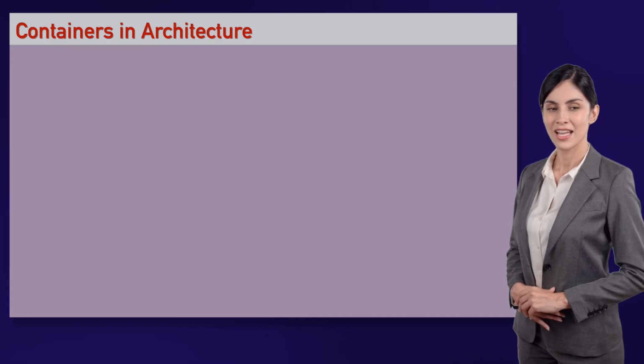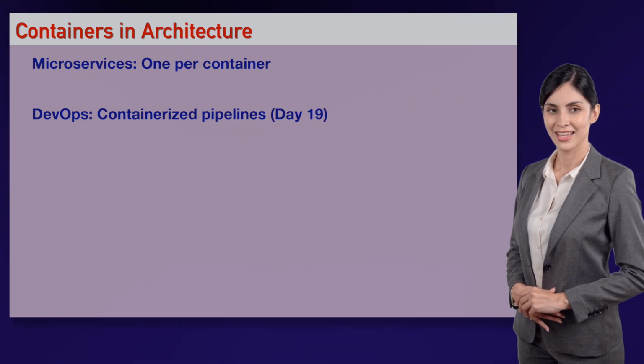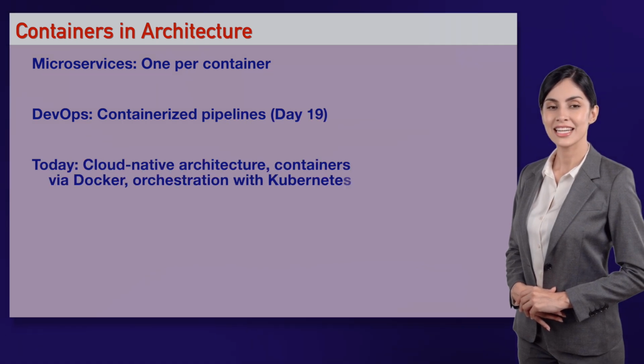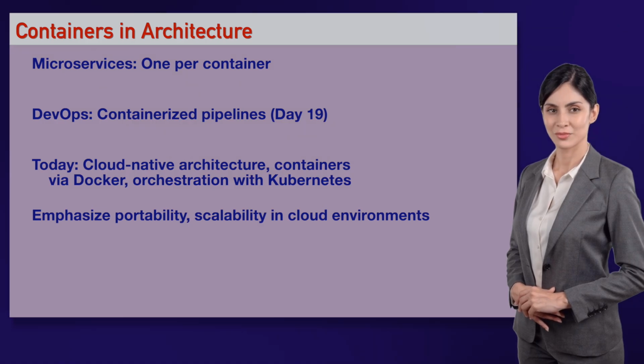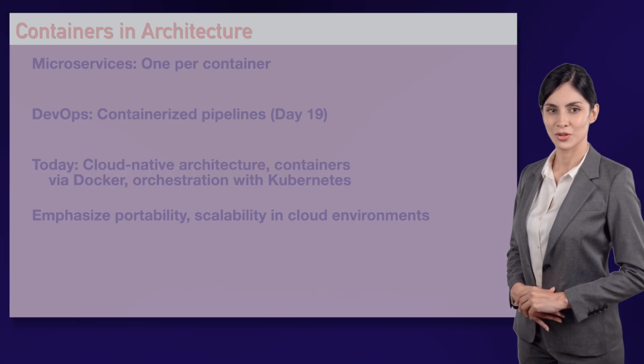Containers in architecture. In microservices from Day 7, deploy one service per container for modularity and independent scaling. With Day 19 DevOps, containerize pipelines for consistent CI/CD environments. Enhance Day 13 security by isolating workloads and scanning images for vulnerabilities. For Day 16 scalability, containers replicate easily across nodes for horizontal growth.